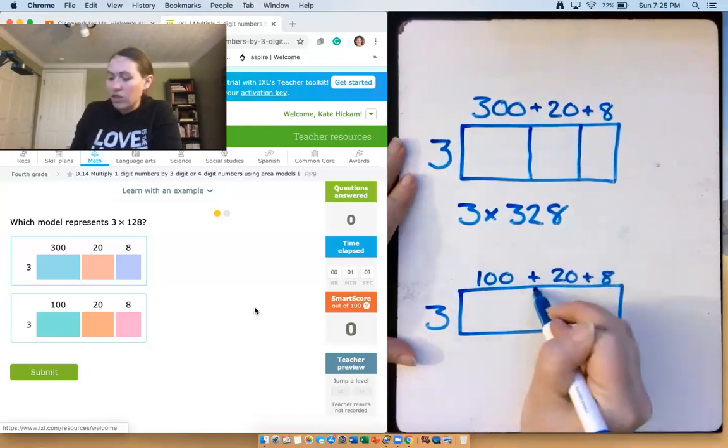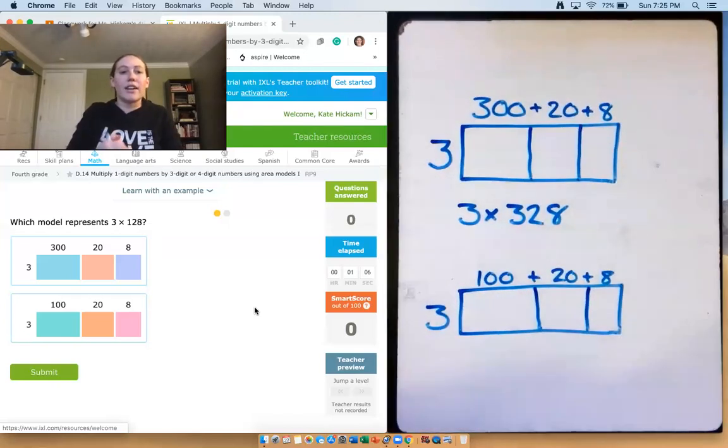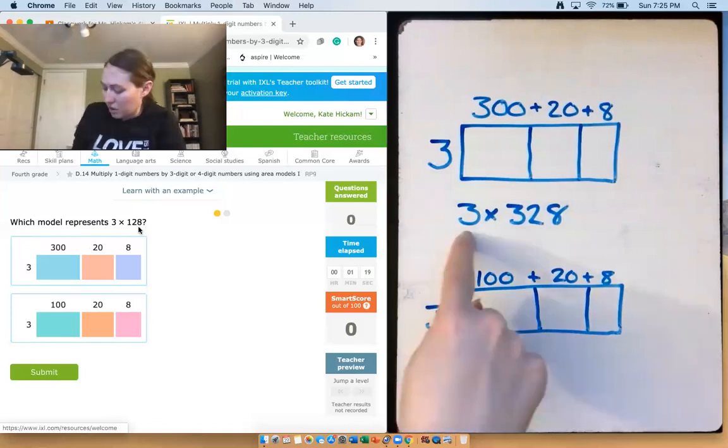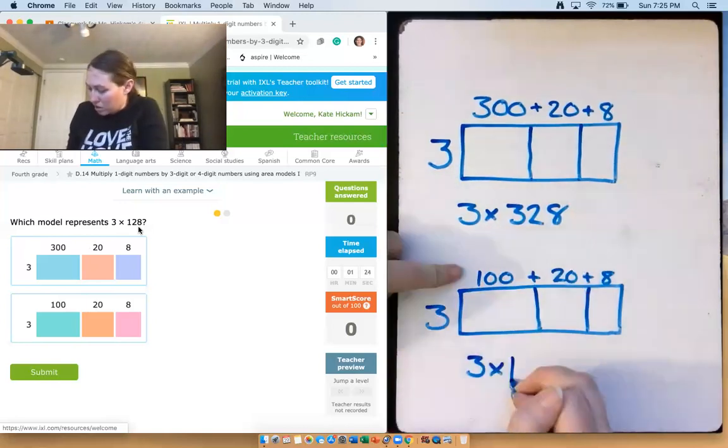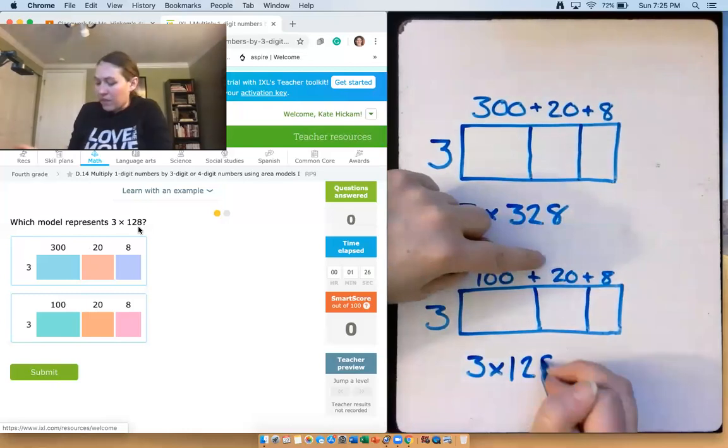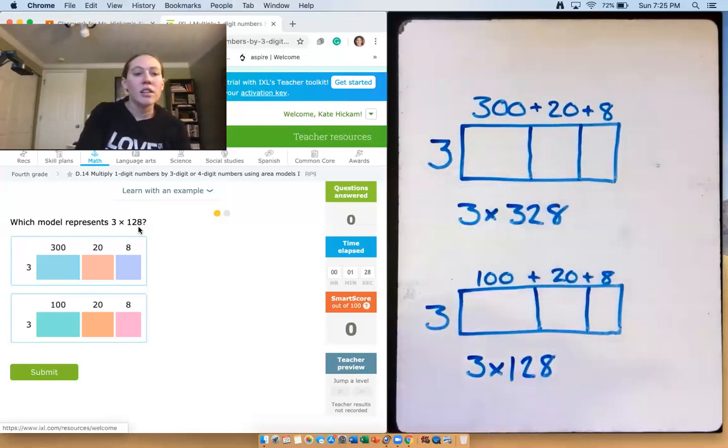Remember, they don't actually have the pluses on theirs if you look at the model. They just have them separated, but we know that each of those spaces is a plus sign. Well, it asks which model represents 3 times 128. Well, this equals 3 times 328. This equals 3 times 128. So out of these two, it's the second one.